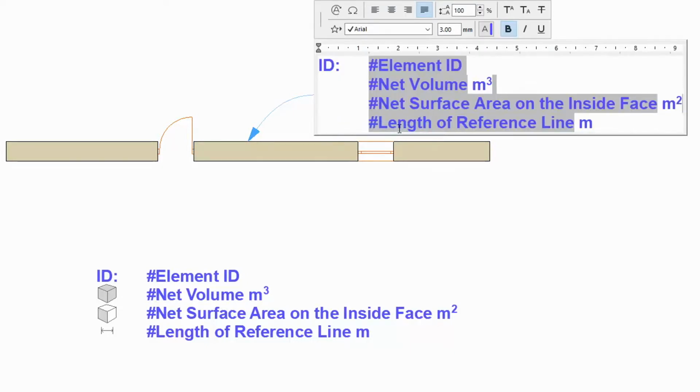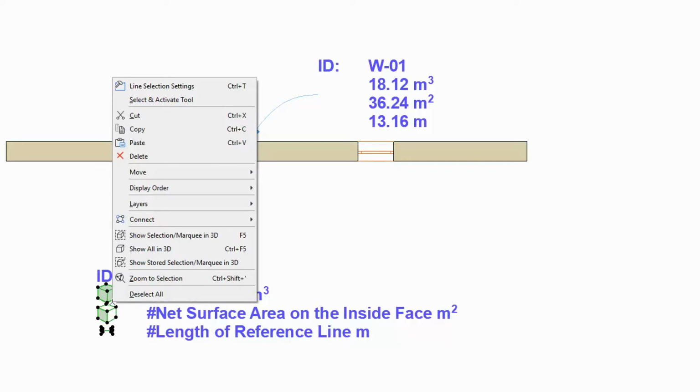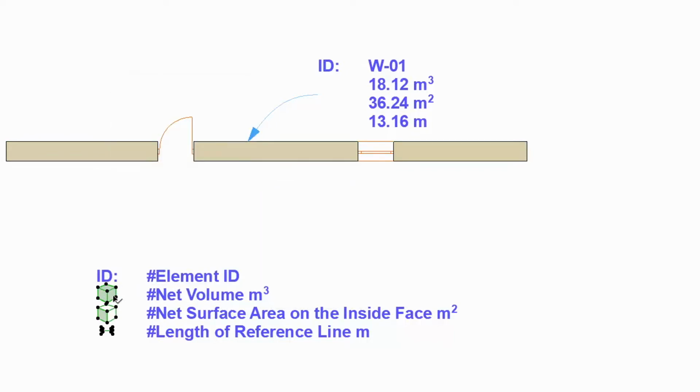Thanks to the auto text label, we got the needed parameters. If, for example, we stretch the wall, the parameters will follow the changes. Let's now copy the graphical symbols to the label. It seems perfect if we just stretch the wall.